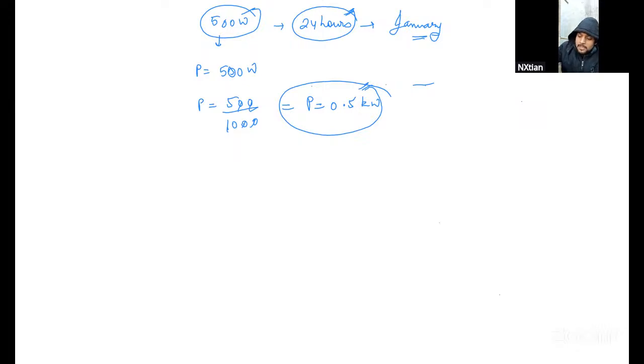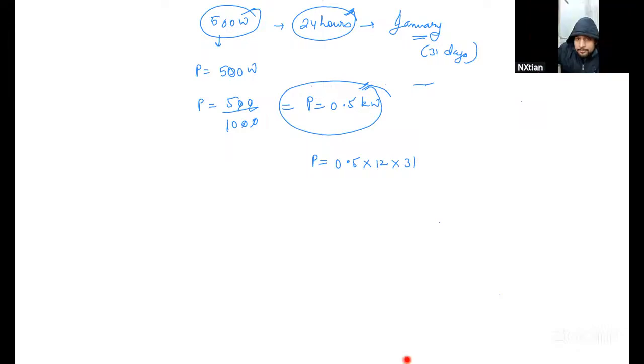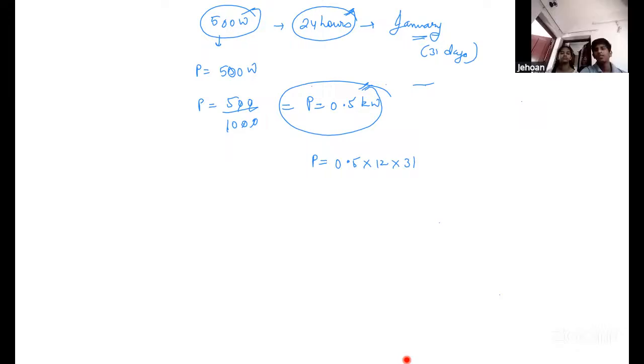Now, E is equal to 0.5 into 24 into 31. Why did I multiply by 31? Because in January there are 31 days. If 30 days are there, then we will multiply by 30. If 28 days are there, then I will multiply by 28. Jahan asks why I put 12 instead of 24. Oh, sorry, not 12. It is 24.